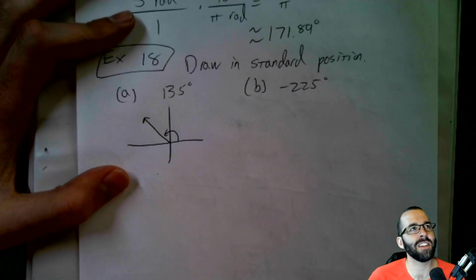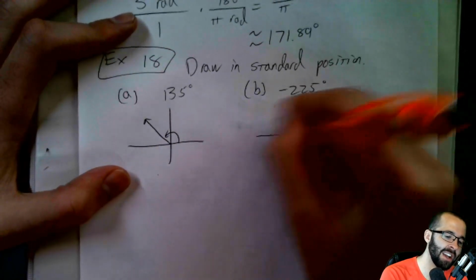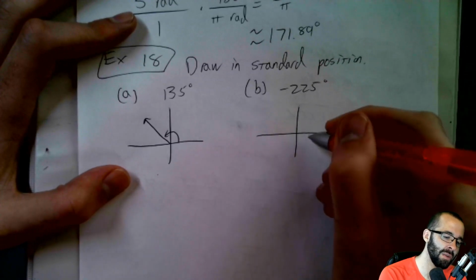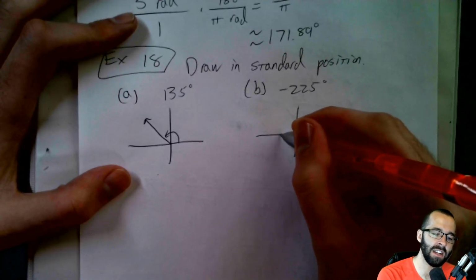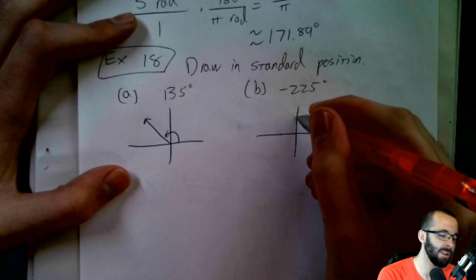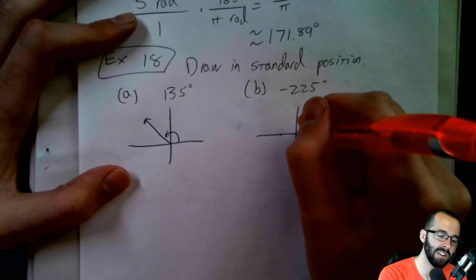We say gentleman, we don't say gentlewoman. I don't know. Anyway, and we got an angle over here, negative 225. We go down for the negative, 90 degrees, 180 degrees, 270, oh, that's too far. 180 degrees and then 45 more.